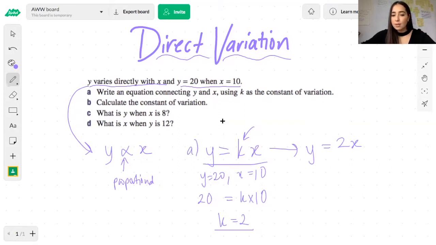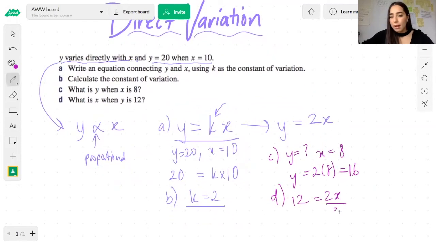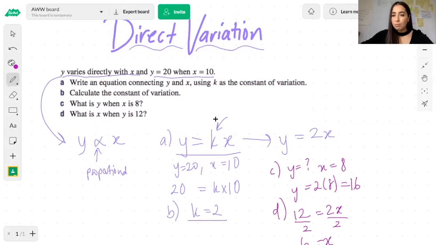B says calculate the constant of variation, so that would be the solution to B. Once we have that, we can replace it and create a new equation. C says, what is y when x equals 8? We simply sub 8 into x, so y equals 2 lots of 8, which is 16. Part D says, what is x when y equals 12? We sub 12 into y and solve for x. We divide both sides by 2, so we get x equals 6. So that's basically direct variation and how to find the constant of proportionality.